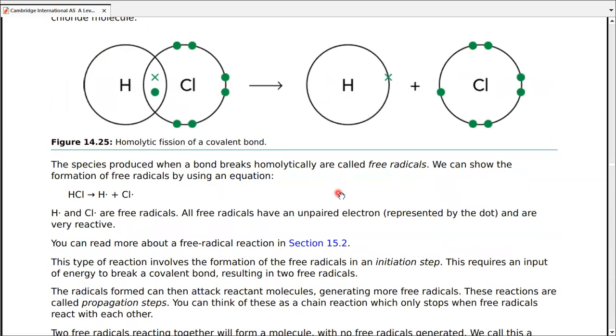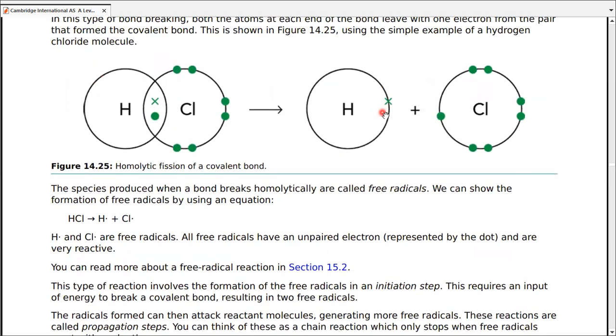Now, it might be pretty simple that they get to keep their own electrons, but what happens is that we're going to produce a new species, a species that we might have discussed in previous chapters, but even if we haven't, we're going to discuss it now. Take a look that there is only one single electron in hydrogen. If I look at chlorine, there is one pair, two pair, three pair, but then there is again an unpaired or single electron. We usually call it an unpaired electron.